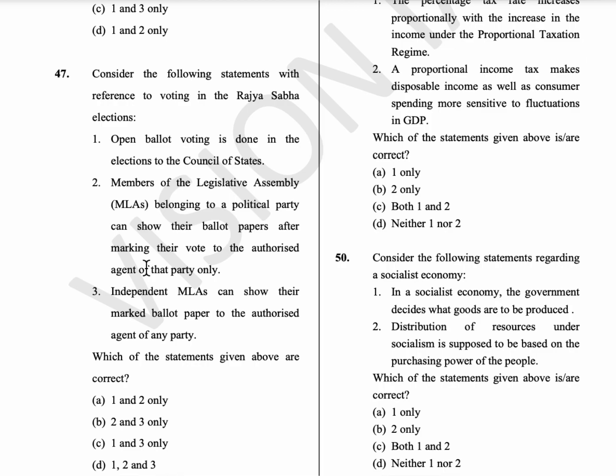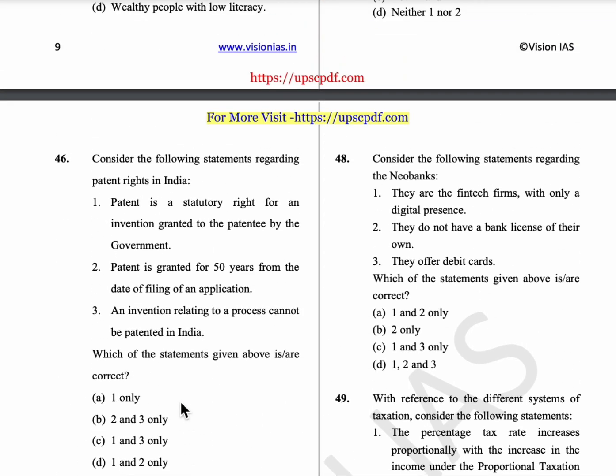Yes. Coming to the independent MLAs, statement 3: independent MLAs can show their marked ballot paper to the authorized agent of any party. So independent MLAs have to insert the marked ballot paper in the ballot box without showing the ballot to any political party agent. So the third one is wrong, rest both are correct. So option A. 48th question.